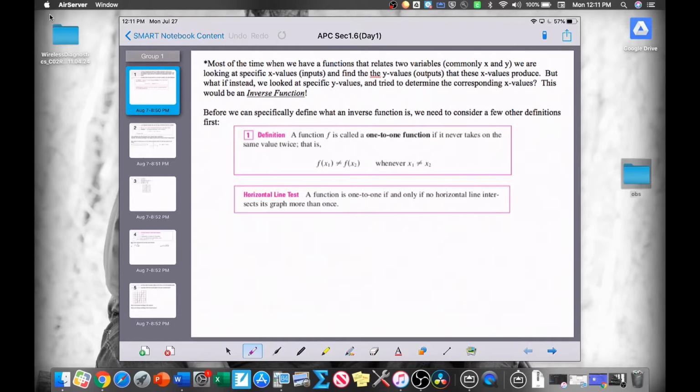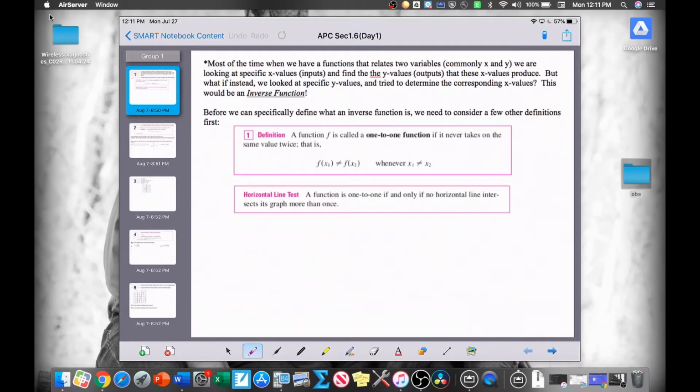Before we specifically define what an inverse function is, we need to make sure that we understand a few things. First of all, let's review what one-to-one means. A function f is called a one-to-one function if it never takes on the same y value twice. That is, every x value has a unique y value, right? And we can't have two different x values giving us the same y value. For example, when x is 3 and we get 6, if x is 7, we can't also have 6 for the y value if the function is one-to-one.